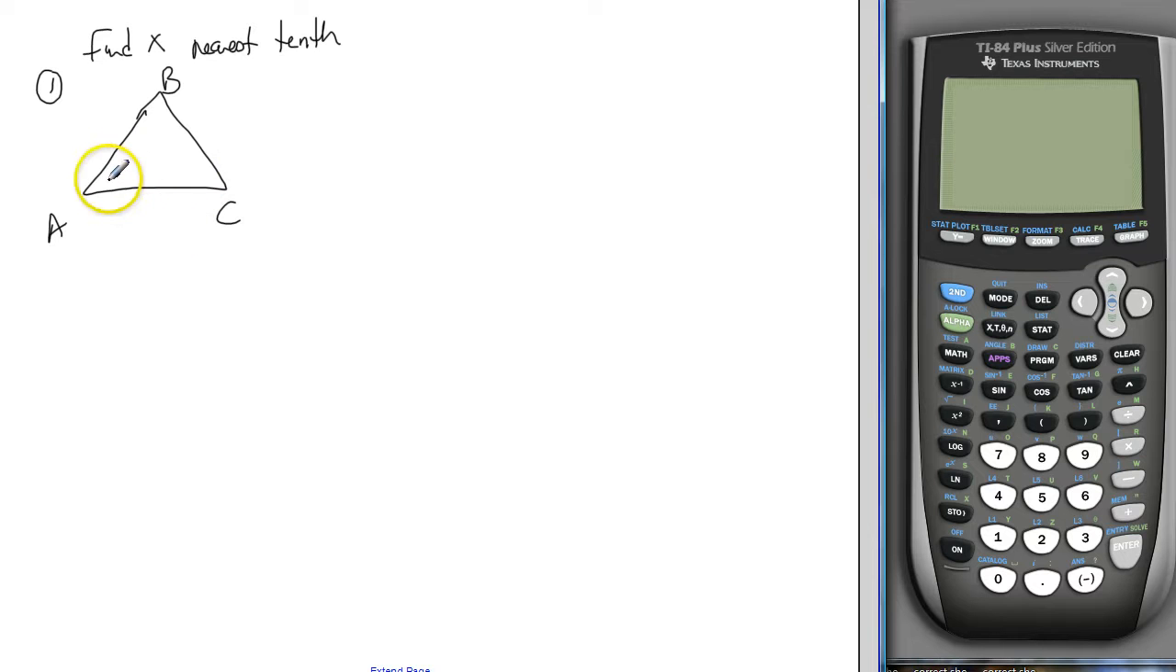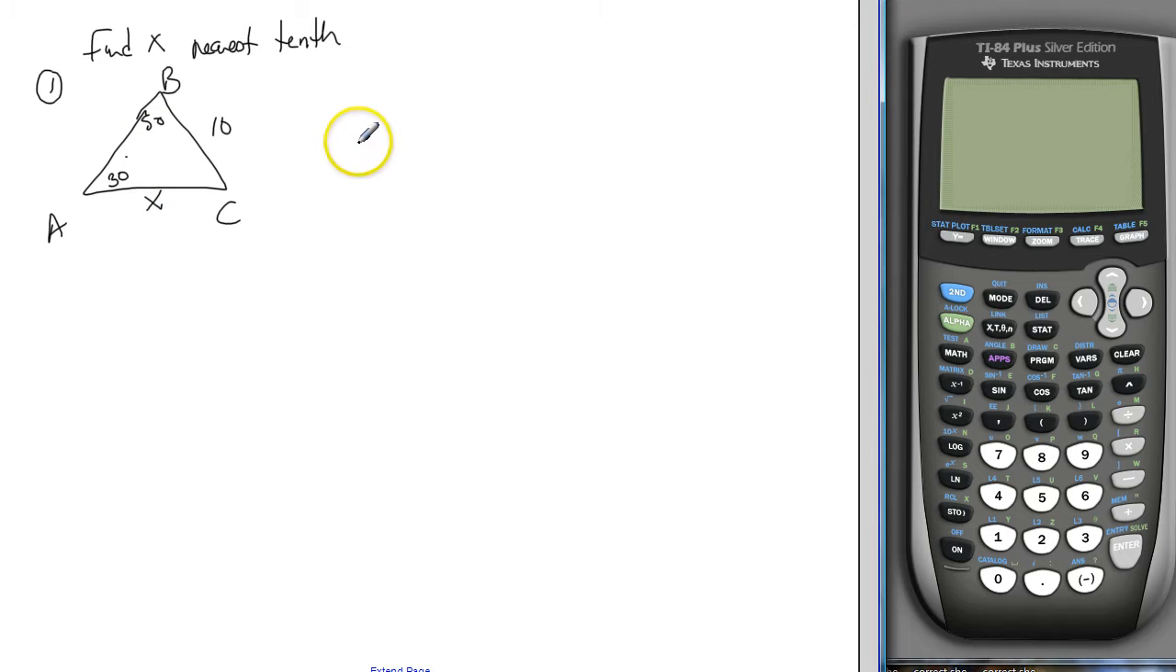So here's question number 1. The directions are going to be: find x to the nearest tenth. Let me just draw a triangle here for you and call this ABC. Let's call this 30 degrees. This side is a 10. That's 50. And this is the x value.